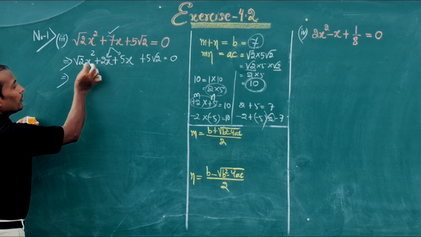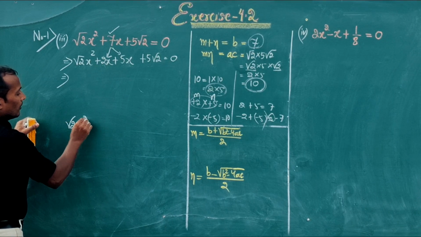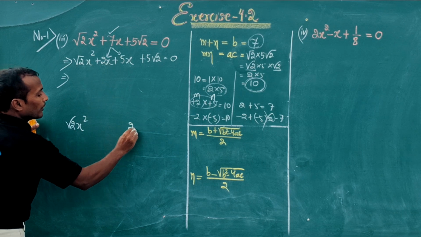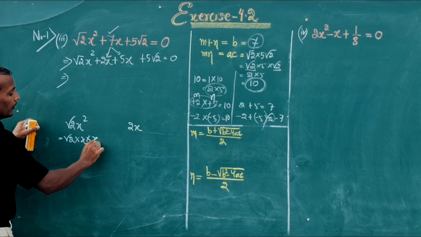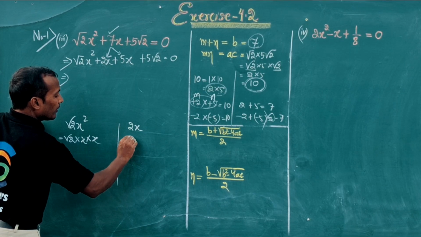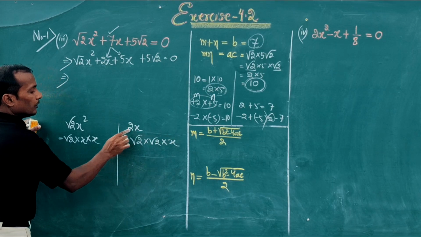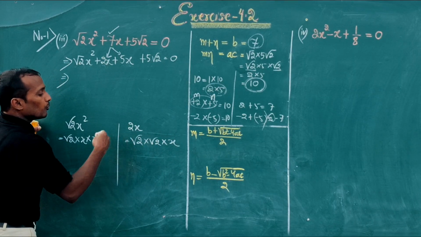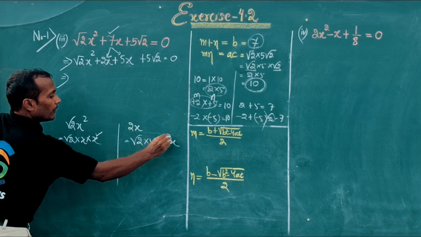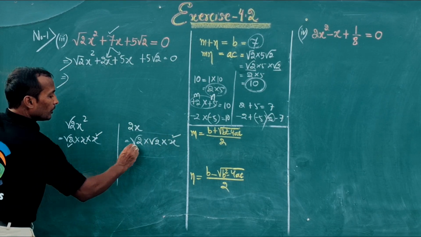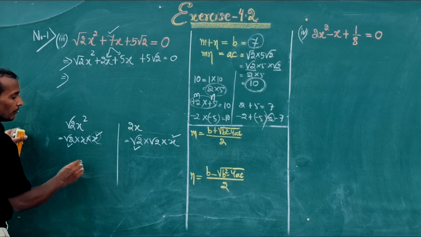But from the coefficient part, what can we take common? Let me explain. This term is root 2 x square, and this term is 2x. Root 2 x square means root 2 into x, and 2x I can write as root 2 into x. 2 means root 2 into root 2, or root 2 square. Now you can see clearly x is a common factor in both the parts. One root 2 is also a common factor. That means root 2 and x can be taken common from both the parts.